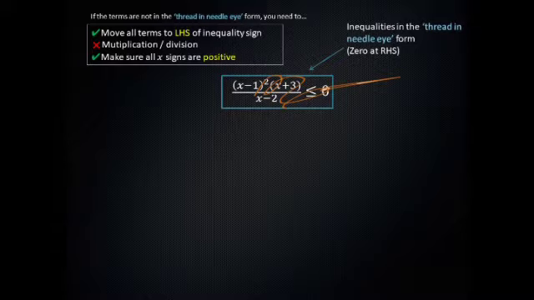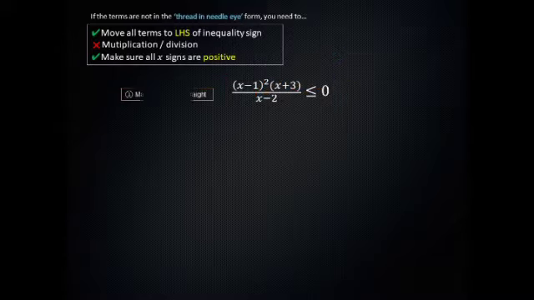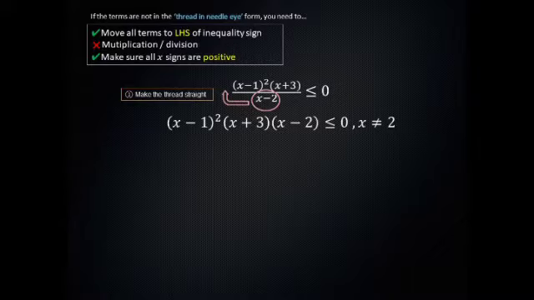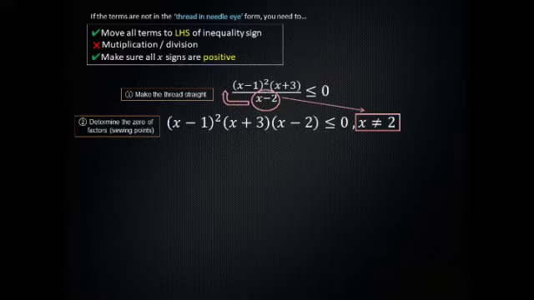So we are going to start off our odd solving method with the first step, make the thread straight. To do this, basically we just move the denominator to the upper side, and then we'll get this. The thread is straight. Don't forget that your denominator should not be 0. For the second step, we're going to determine the zero of factors, which I call the sewing points. So how to get the sewing points? We just take each term and set it equal to 0, and then we'll get the sewing points here.